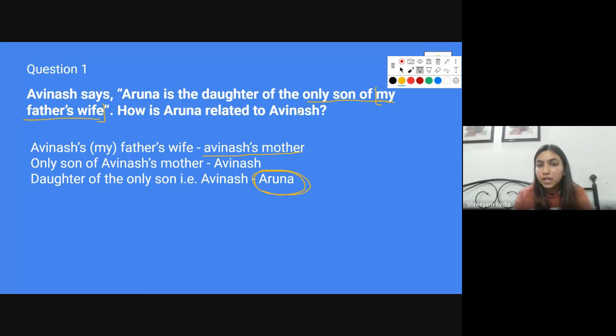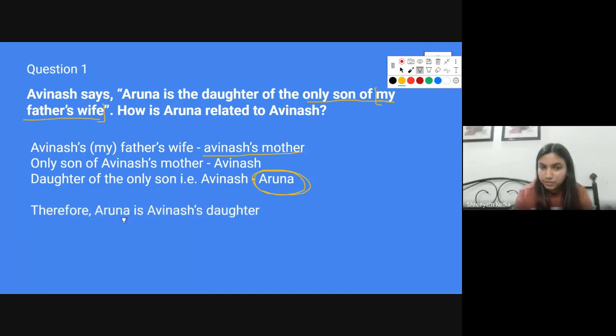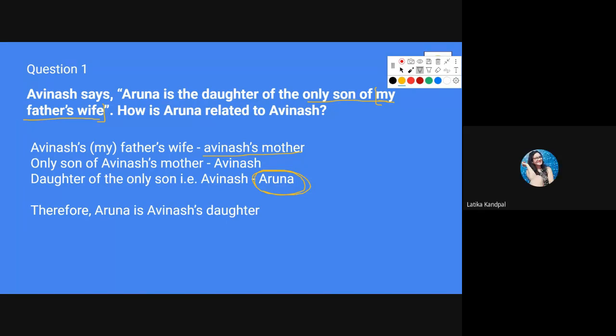Aruna is the daughter of the only son, Avinash. So how is Aruna related to Avinash? Father and daughter. Okay, not brother and sister, father and daughter. This is clear. Does anyone want me to repeat? Ma'am, please repeat. Starting is easy, but the last point is critical. So please explain it again. Yes, I will do that again.